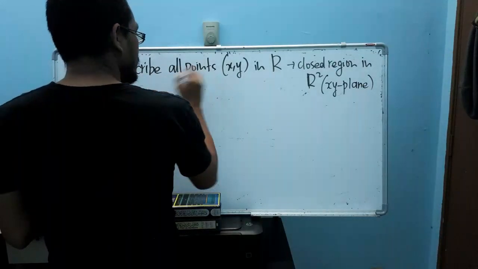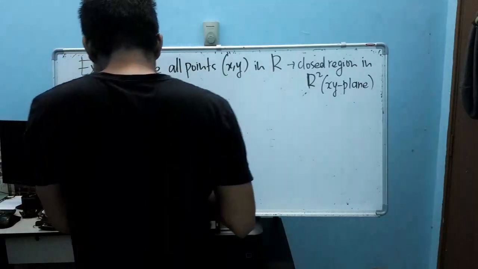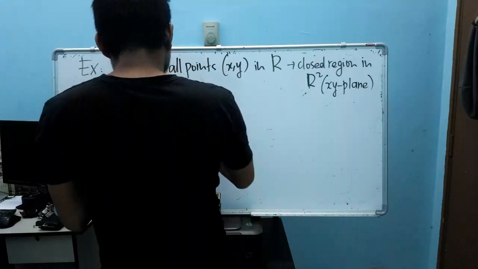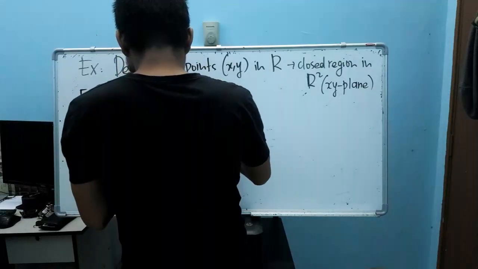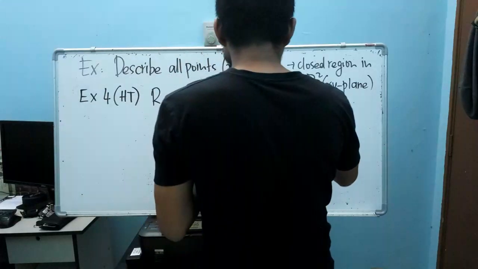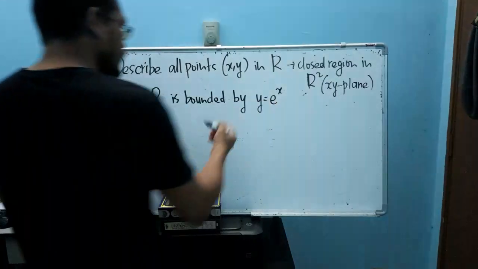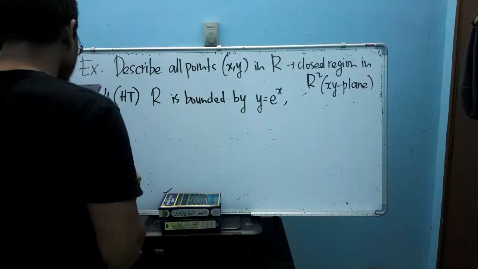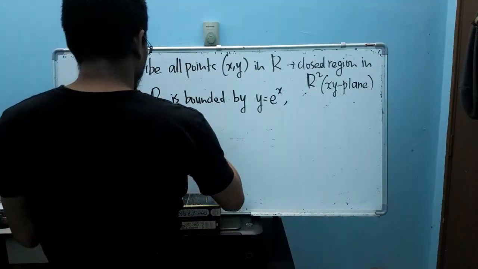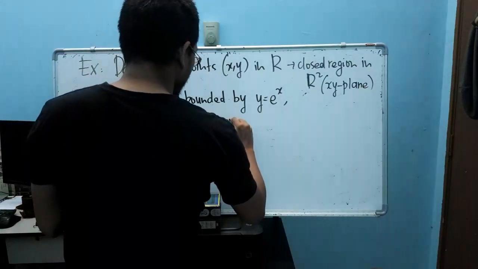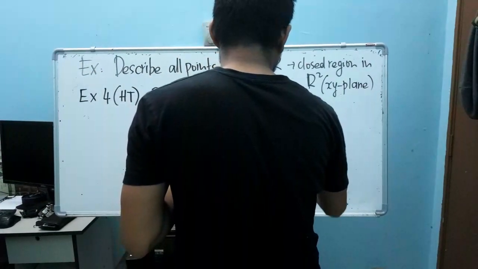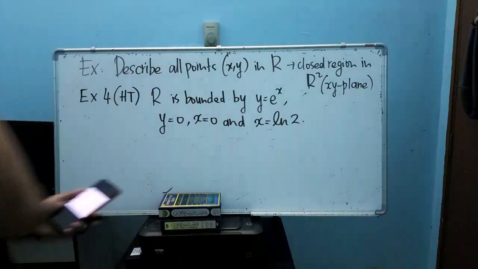Okay, describe all points in R. Here R is bounded by y equals exponential x, y equals 0, x equals 0, and x equals ln 2.